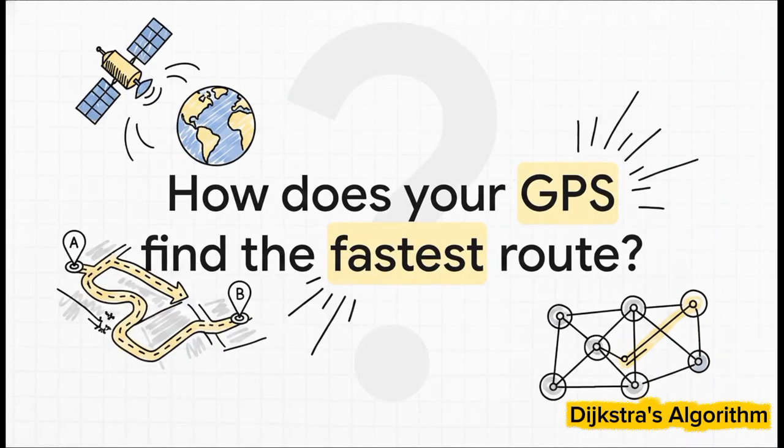Have you ever stopped to think about how your GPS or your phone's navigation app does what it does? I mean, how does it almost instantly figure out the absolute fastest way to get you somewhere, sorting through potentially millions of different routes? Well, you might be surprised to learn that the secret sauce behind that is often the very algorithm we're discussing today.